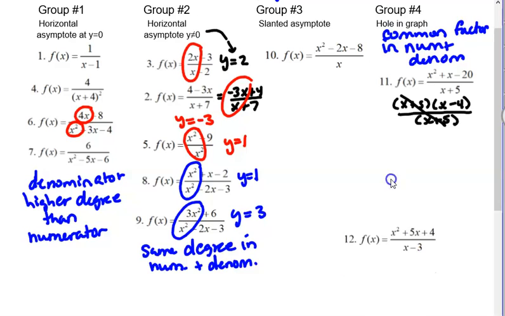The third one, is there a common factor in the numerator and the denominator? Well, the numerator does not have a factor of x minus 3. It can be factored, but it does not have a factor of x minus 3. So this is a slanted asymptote.